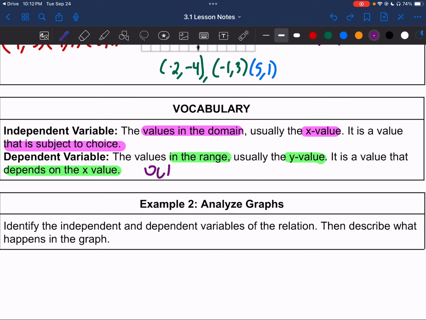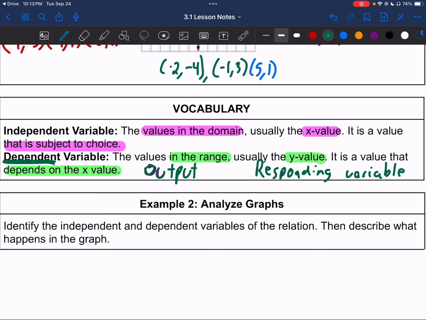I'm going to do that in green. And it's dependent on the variable. It depends on the choices that you made. This is also the responding variable. So we could say responding variable. It is what is responding to whatever choice you made with the independent variable. This is what's going to be the outcome.